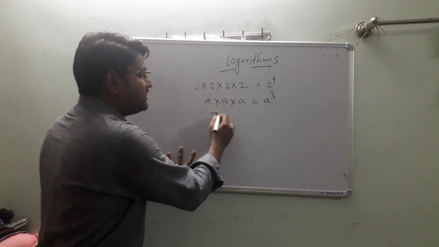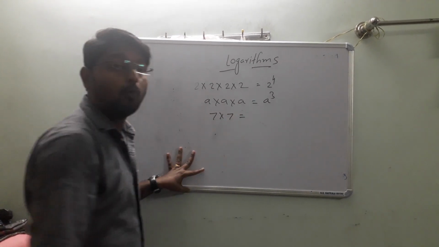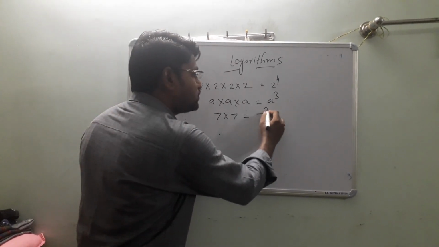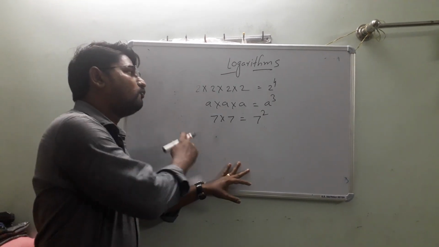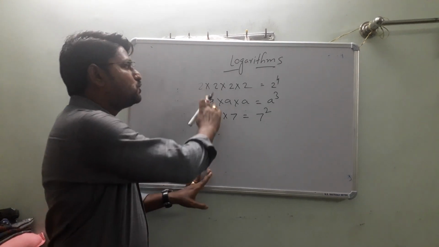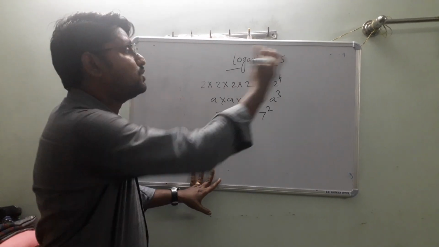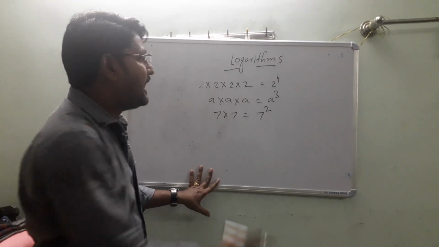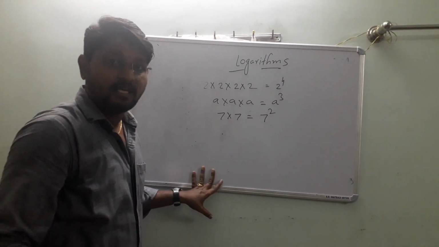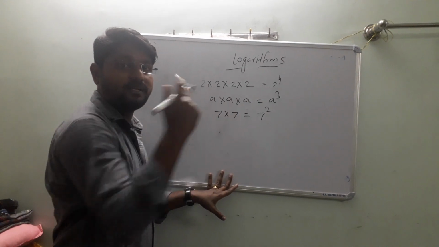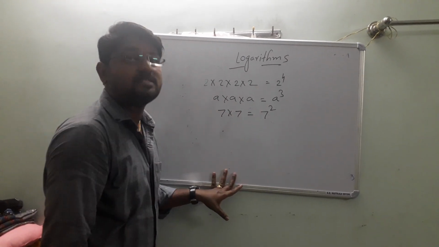And 7 into 7 into 7. How many times is 7 repeated? 2 times. That's why I am writing 7 square. So what we observed on the left side: 2 is repeated 4 times, so on the right side I wrote 2 power 4. a is repeated 3 times, so I wrote a cube. And 7 is repeated 2 times, so I wrote 7 square.